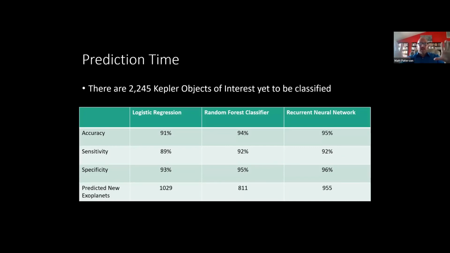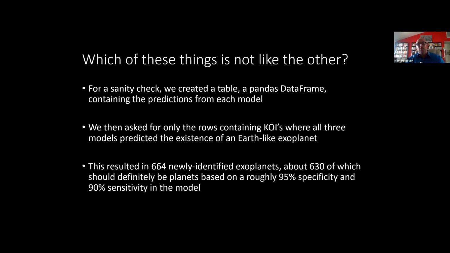So here are the models. I put together this ensemble. I've got about 90% accuracy or more in each one, around 90% sensitivity, 93 to 96% specificity, and they each predict a different number of planets. So I created an algorithm that takes the results of each model, and if every model says that this particular object of interest is a planet, then it spits out yes on the algorithm that this is a planet. That left us with 664 exoplanets that with 90 to 95% certainty we are sure are planets.